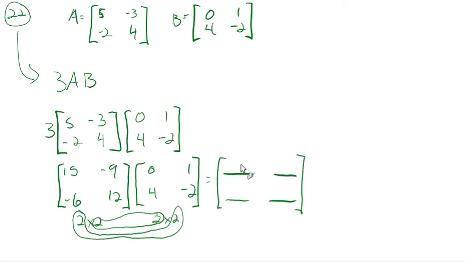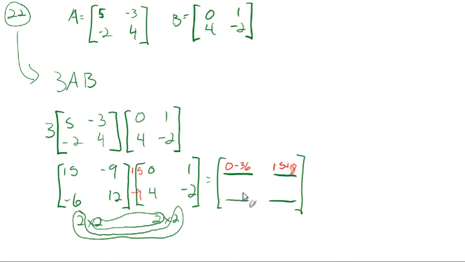First row, first column means we'll take the first row times the first column. So we'll write that down. 15 and negative 9. Squish them in there. 15 times 0 is 0. Negative 9 times 4 is negative 36. Okay, now we go on to the first row, second column. First row times the second column. 15 times 1 is 15. Plus negative 9 times negative 2, that's a positive 18.